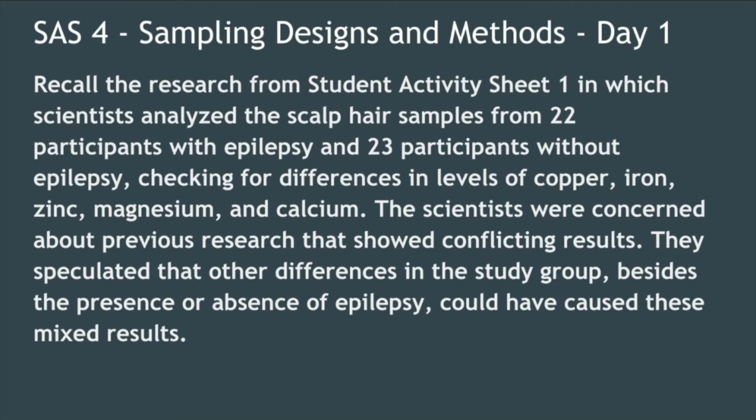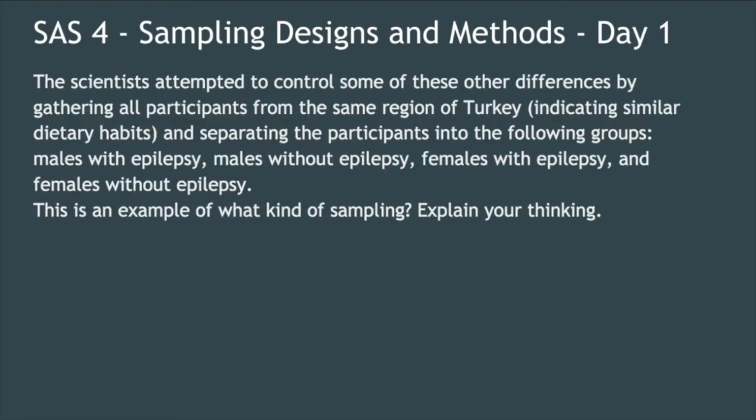They speculated that other differences in the study group, besides the presence or absence of epilepsy, could have caused these mixed results. Now, they attempted to control some of these other differences by gathering all participants from the same region of Turkey, which indicated similar dietary habits, and separated the participants into the following groups: males with epilepsy, males without epilepsy, females with epilepsy, and females without epilepsy. What kind of sampling is this, and what do you think?